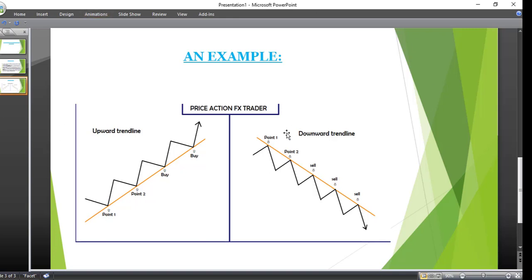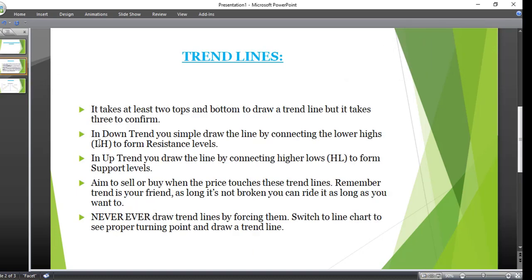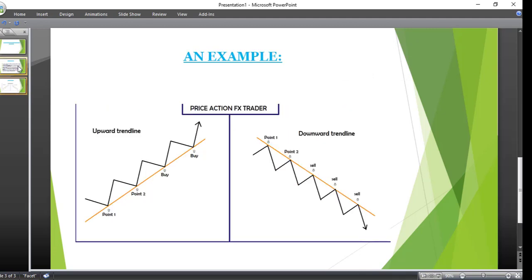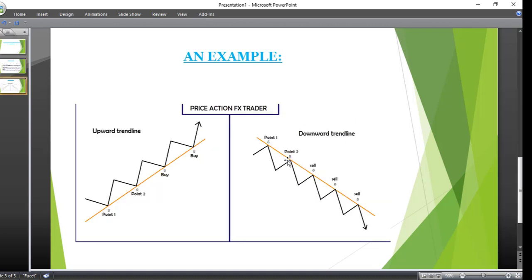Now, if you look at a downtrend, we shall be focusing on the market making lower highs and lower lows. Remember, we said in our notes here that in a downtrend, you simply draw the line by connecting the lower highs to form resistance levels. Now, if you come to our picture, you see that we are focusing on drawing our trend lines by connecting the lower highs.